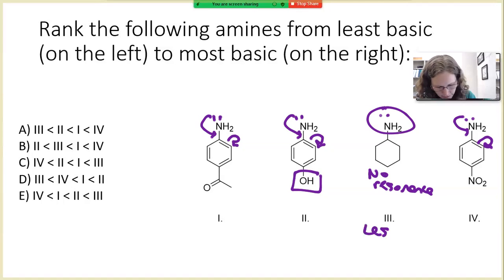So say least stable. And the less stable it is, the more reactive it is. So that means it's going to be a stronger base. So least stable, strongest base.